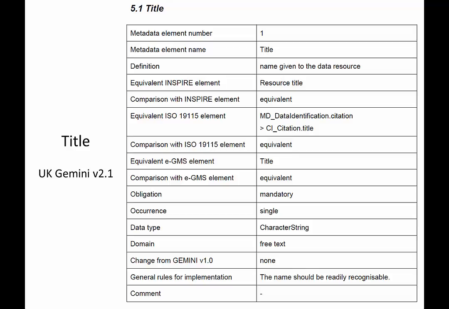Why are they the same? The ISO data identification citation title is the same as resource title in Inspire, which is the same as title in UK Gemini. Where do you think they come from? They come from Dublin Core. They all come from Dublin Core, and that's why they're all called the same, but they've been given slightly different names. It gives you a whole mapping onto a whole load of equivalent ones.